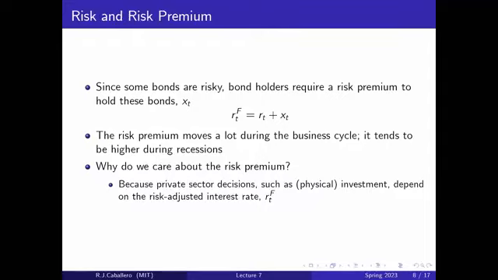Now, the point, and what is important, is that this risk premium moves a lot over the business cycle, especially when you have a financial crisis. People really want to run away from risk. It tends to be higher during recessions, especially when recessions are caused by financial crises and things of that kind. Now, why do we care about the risk premium? Again, because important private sector decisions depend on that real interest rate, on the risk-adjusted interest rate.